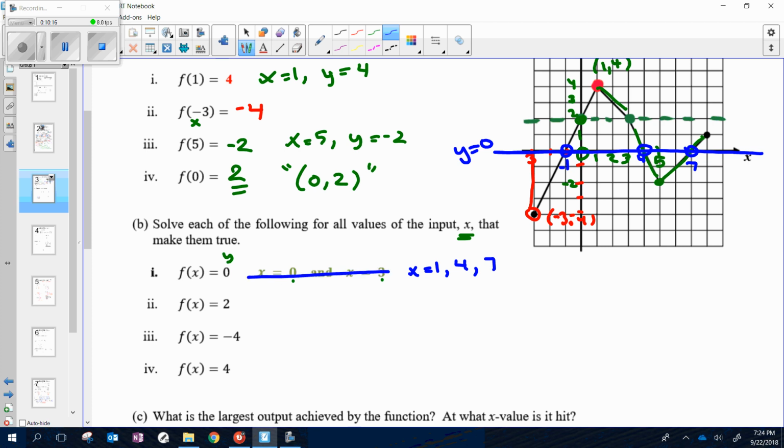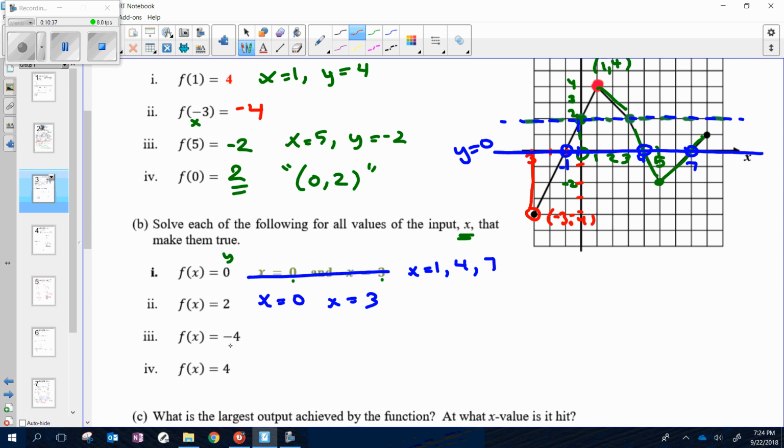The function is 2. I'm going to draw a blue line at 2. There's a dotted line already here. Dotted line at 2. And my function that happens when x is 0. It happens again when x is 3. And that's it. That must have been what she thought she had the answers filled in for.